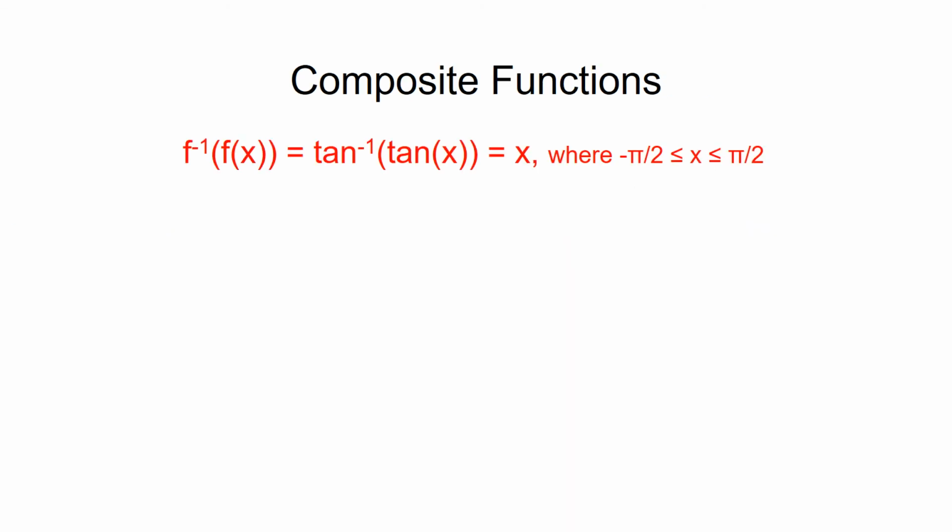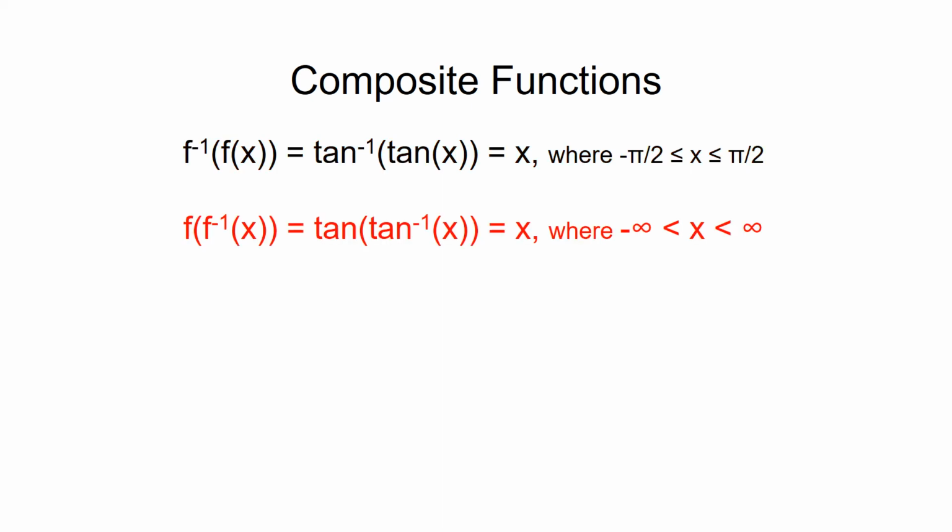So when we consider the composite function inverse tangent of the tangent of x, the result is x as long as x is between -pi over 2 and pi over 2. And there's an error in this slide. That should be -pi over 2 less than x less than pi over 2. I apologize for that. And in the composite function, tangent of inverse tangent of x, the result is x, and x can be any real number.